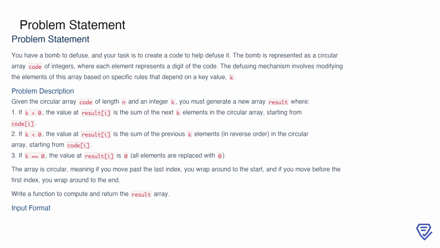The circular nature of the array means that when you go past the last index, you wrap back around to the beginning, and similarly, if you go before the first index, you wrap around to the end. Your task is to implement a function that performs this transformation and returns the resulting array.